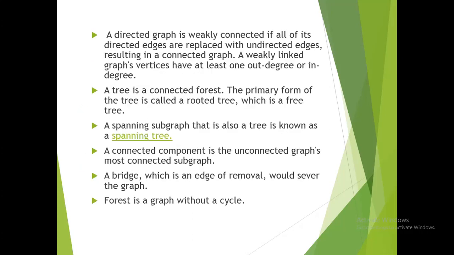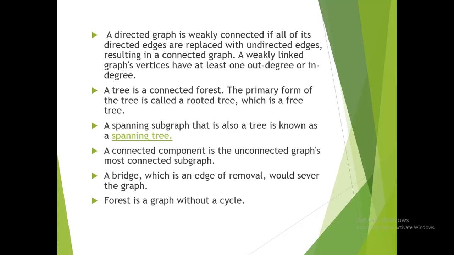A graph is weakly connected if, when all its directed edges are replaced with undirected edges, the result is a connected graph. A weakly connected graph's vertices have at least one out degree or in degree. A tree is a connected forest. The primary form of the tree is called a rooted tree, which is a free tree.